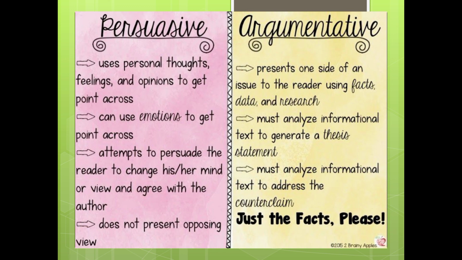Persuasive uses personal thoughts, feelings and opinions to get points across, can use emotions to get points across, attempts to persuade the reader to change his or her mind or view and agree with the author, and does not present opposing views. Whereas argumentative writing presents one side of an issue to the reader using facts, data and research. It must analyze informational text to generate a thesis statement, and must analyze informational text to address the counterclaim. And it's written with little bold letters: just the facts, please. No emotions.